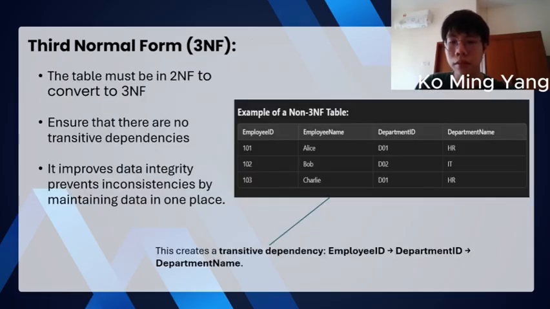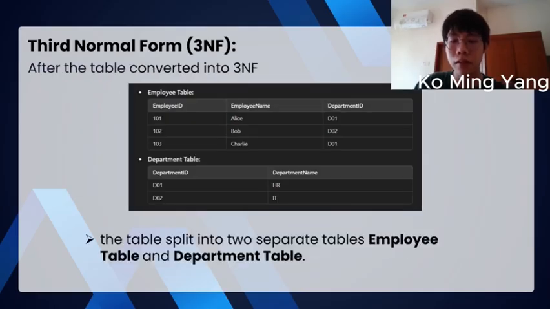After second normal form is third normal form. The table must be in 2NF, only then can it be converted to 3NF. Ensure that there are no transitive dependencies, to improve data integrity and prevent inconsistency by maintaining data in one place. This creates a transitive dependency: employee ID to department ID to department name. In the result, after the table is converted to 3NF, it's split into two separate tables, that is, the employee table and the department table.